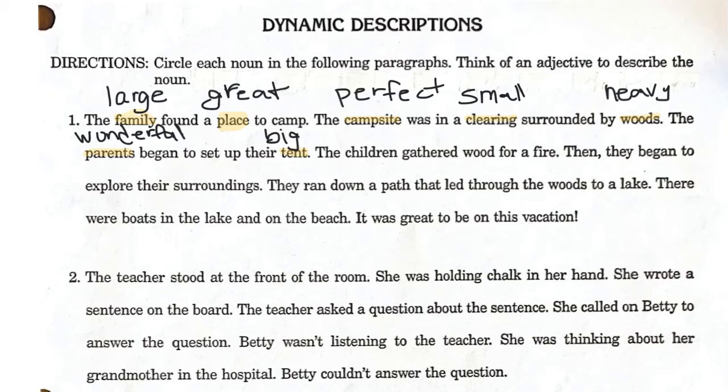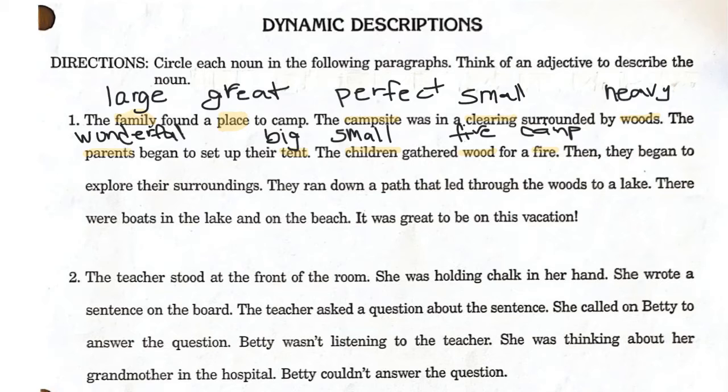Now, the next sentence. The children gathered wood for a fireplace. So then we have to come up with adjectives. The small children gathered lots. No, let's change that. Let's go with, what kind of wood? Gathered firewood for a camp fire.